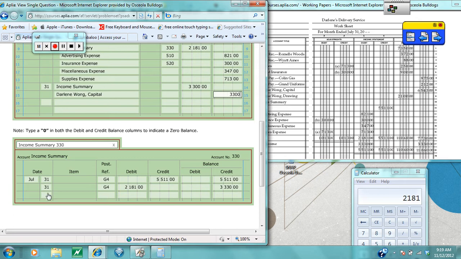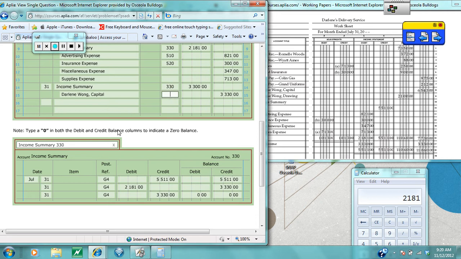It's making money. We go 31st, G4, and we're crediting 3330. Oops. Make certain that's right. Yep. And it zeroed it out, did it not? You have to put zeros in both of them. Okay. Put that account number, 330.